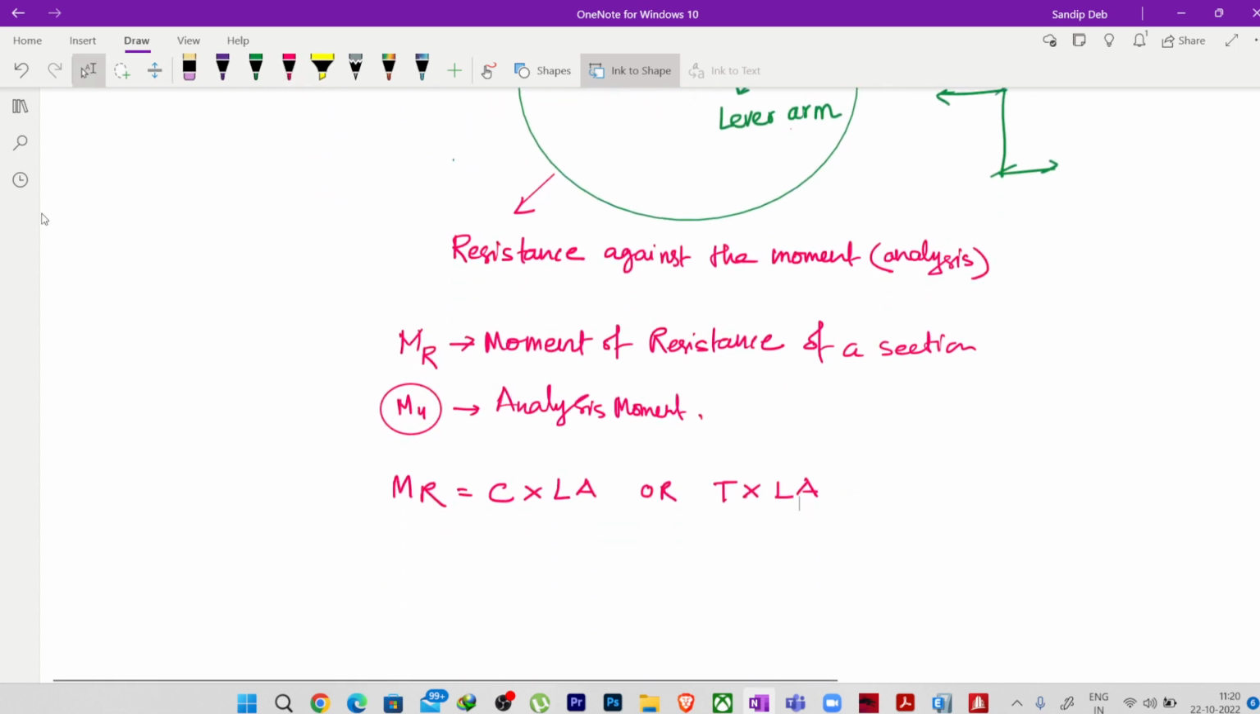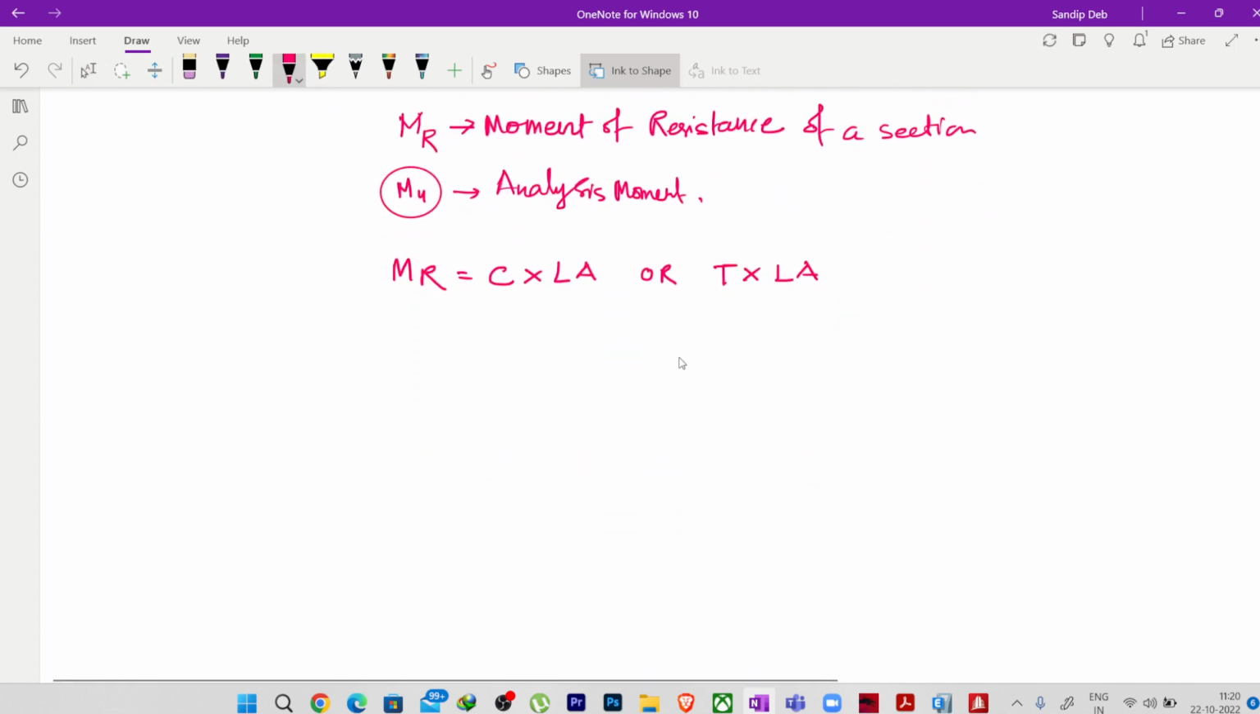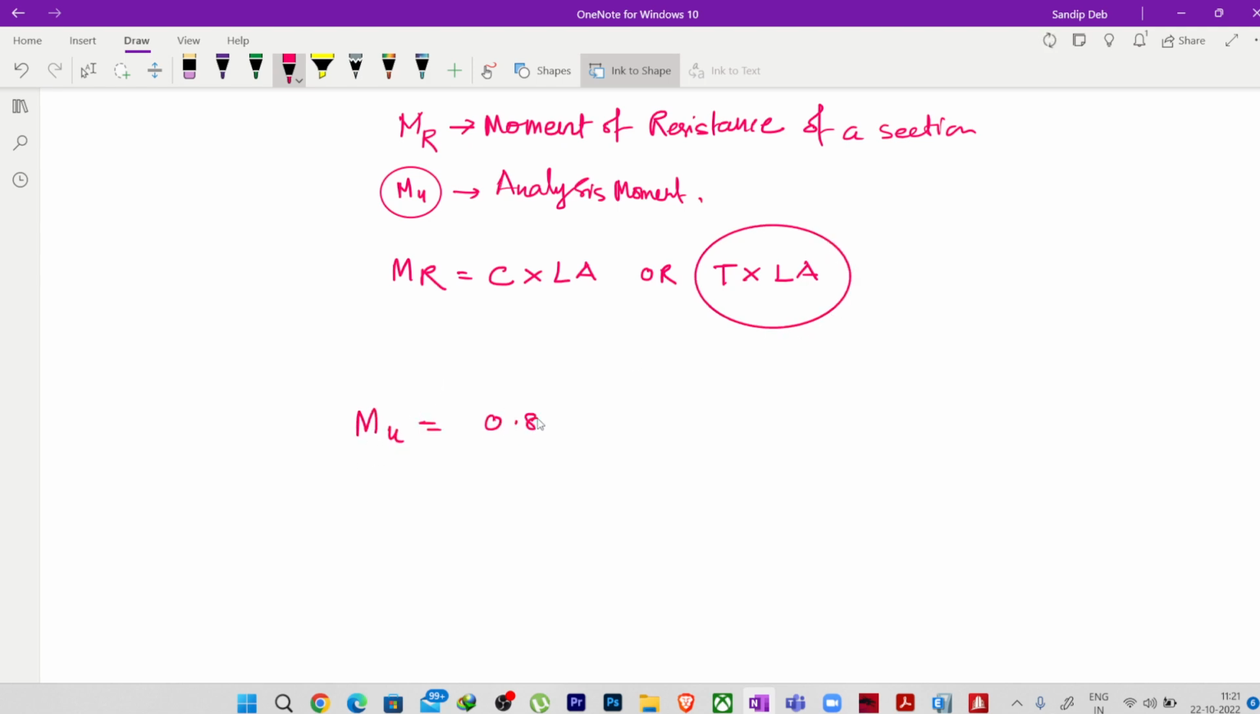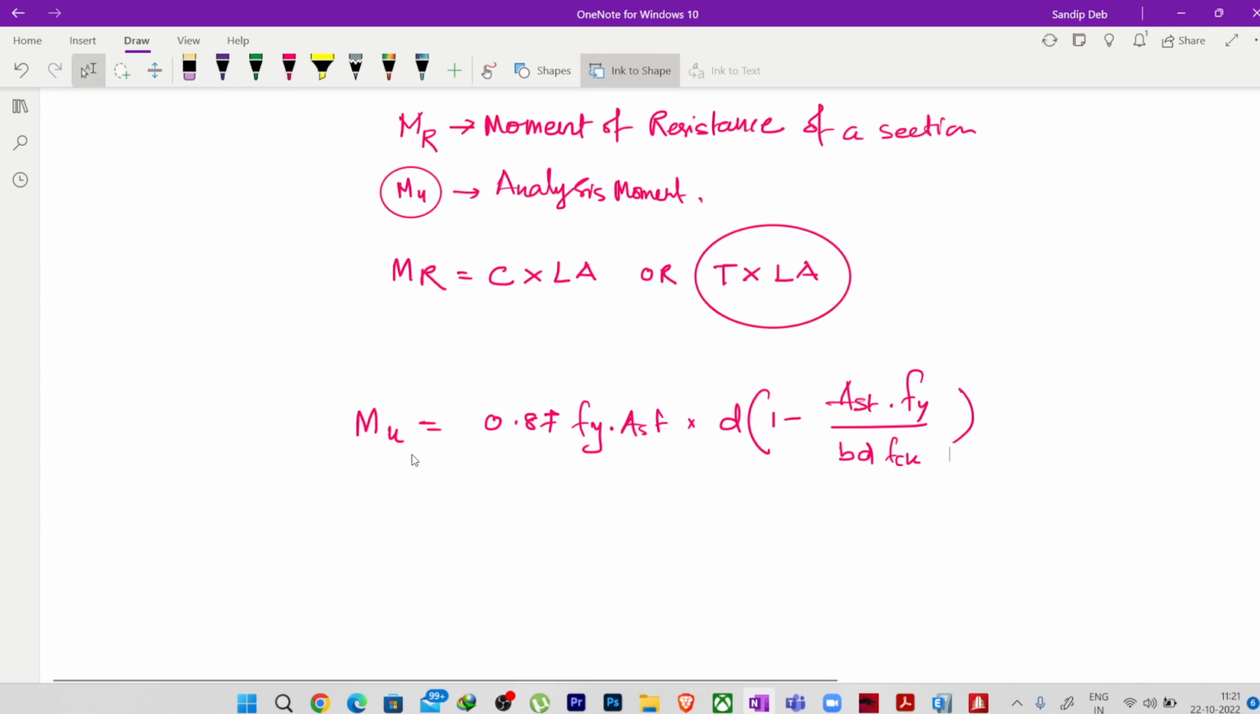So that's why, if I create the form and do the formulation of moment of resistance, it is better to do it in terms of tension. So what we can write here, as the code has given, is 0.87 Fy into AST multiplied by D, 1 minus AST Fy by BD FCK. So this is my moment of resistance that is given in Annex G of IS 456-2000, right?